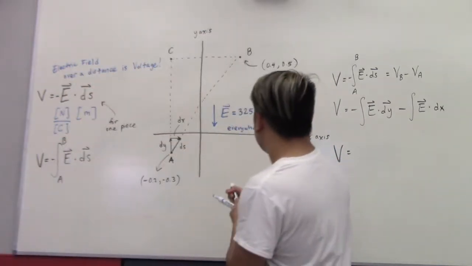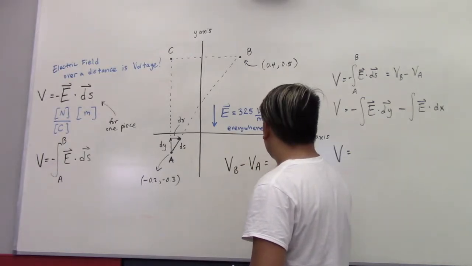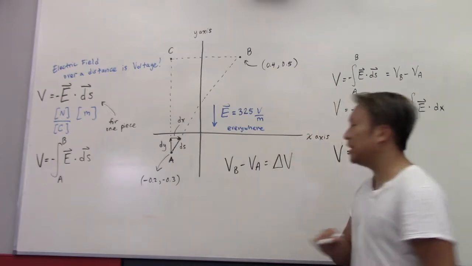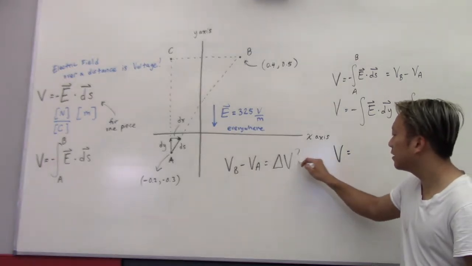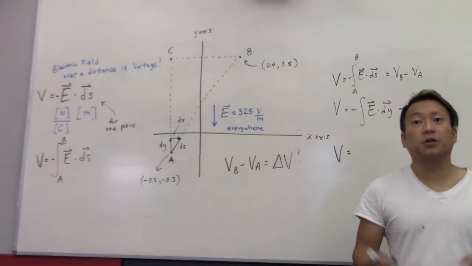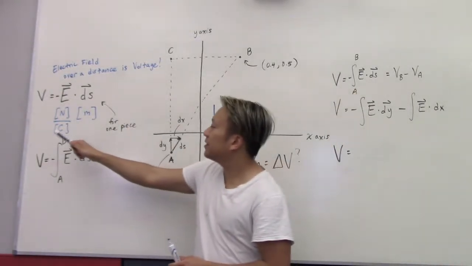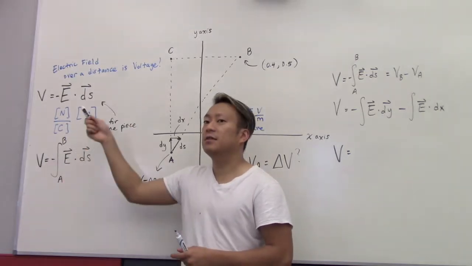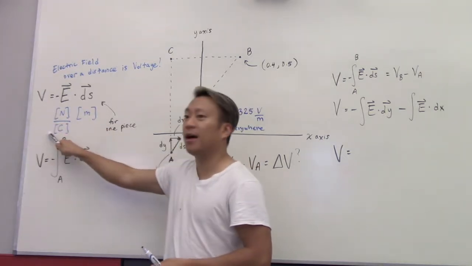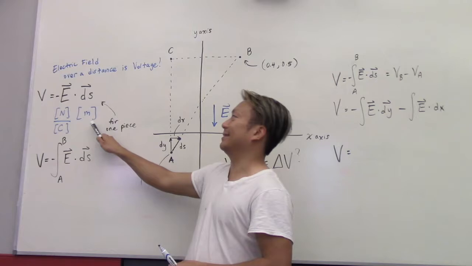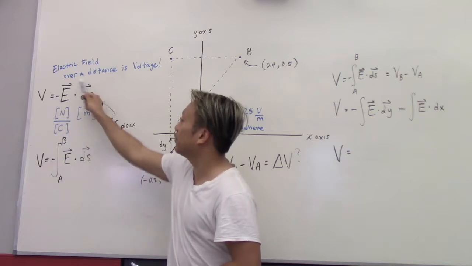So the question is this. What is VB minus VA? Otherwise known as the change in voltage between the 2 points. That's the question. Because we're asking the voltage, we're going to start with the voltage equation. So, remember that dimensional analysis? We were saying that voltage is Newton meter per Coulomb. So if I took the electric field, which is newtons over Coulomb, multiplied by a distance, meters, you get the correct units. So this is where this one comes from.